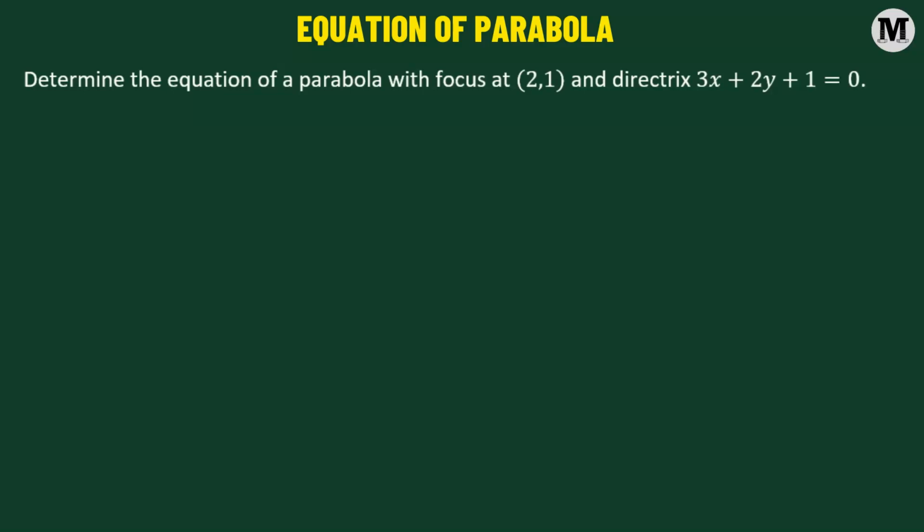Determine the equation of a parabola with focus at (2, 1) and directrix given by the equation 3x + 2y + 1 = 0. Let us begin. We'll try to understand the problem graphically first.